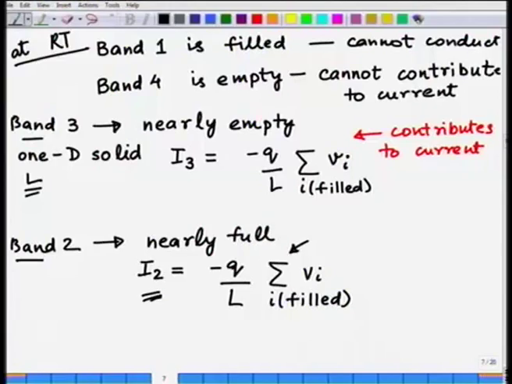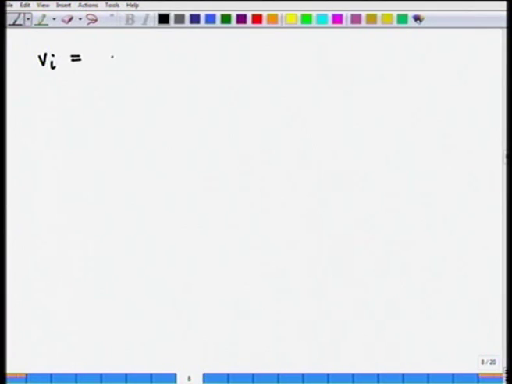I can play a trick. Recall what v_i is. Wherever the electron is, we have defined v_i as 1 over h bar del E by del k_i. That is what we defined as the velocity of an electron, if the electron is occupying a state called k_i.